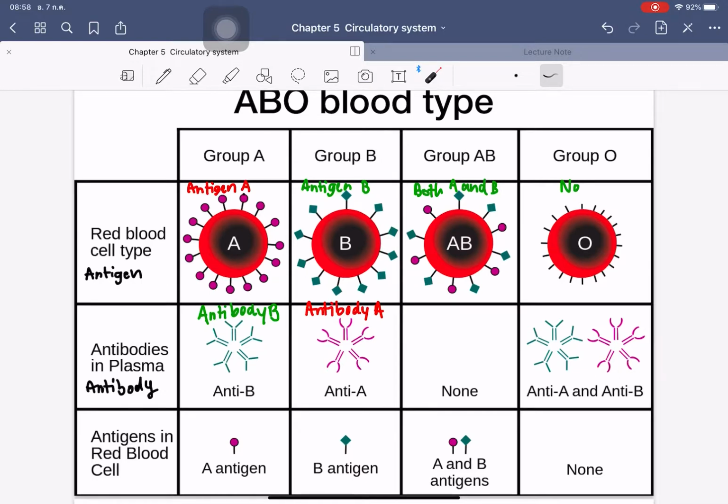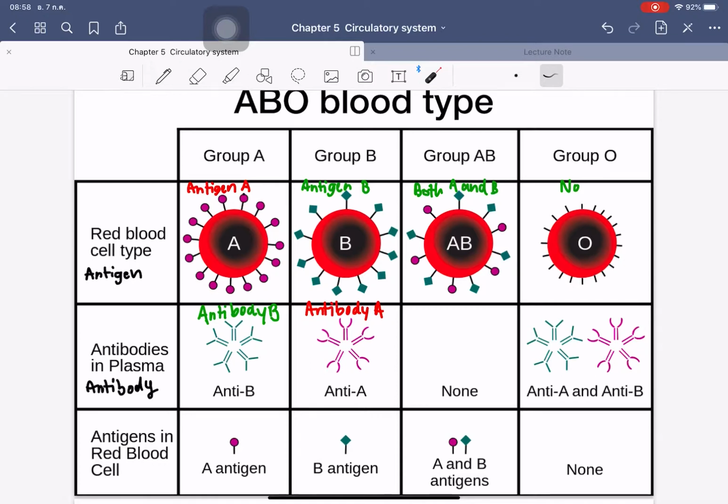Okay, this way. If you have antigen A like this, you will have antibody B, because antigen A and antibody B never bind together. And if you have antigen B, you will have antibody A. They cannot bind together. And if you have both antigens A and B, you don't have any antibodies, because if you had one of them, it would bind to the antigen and cause clotting problems.